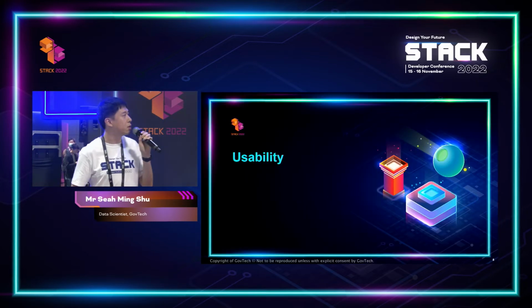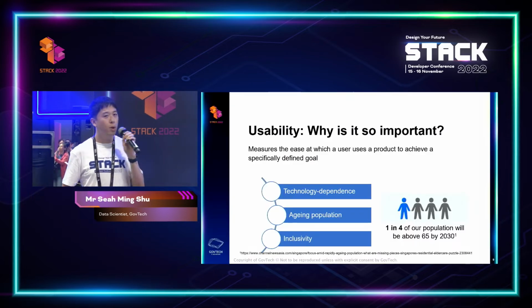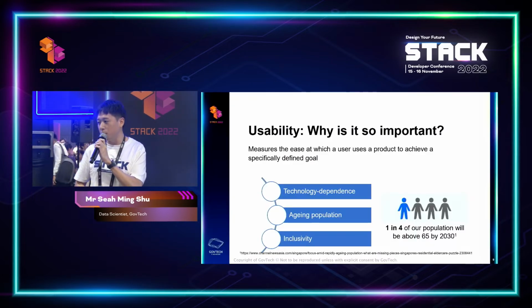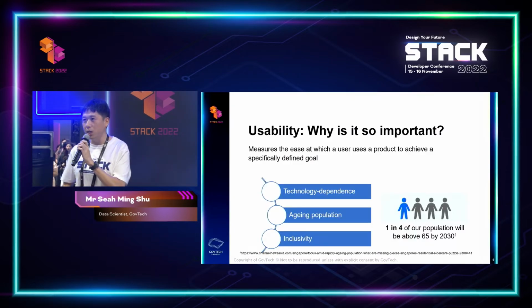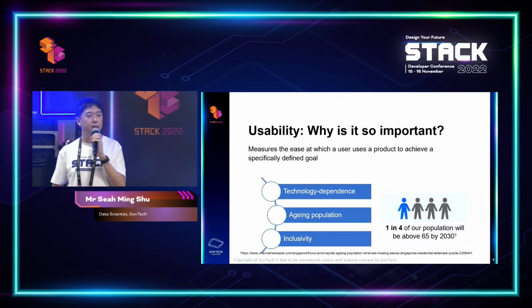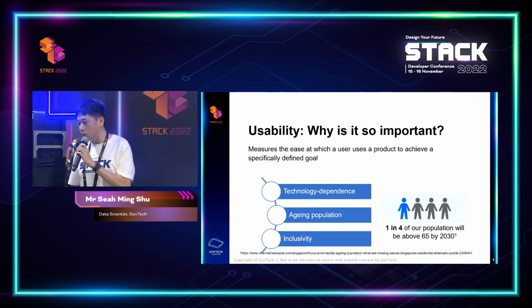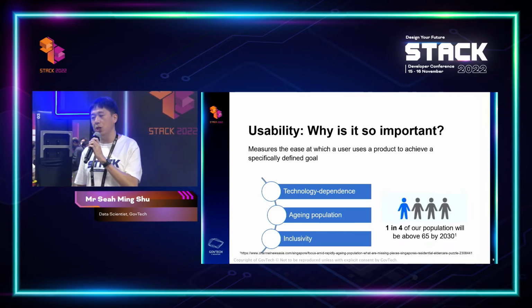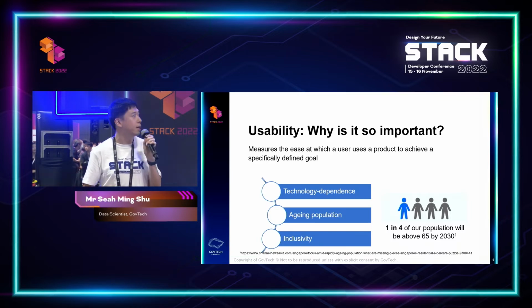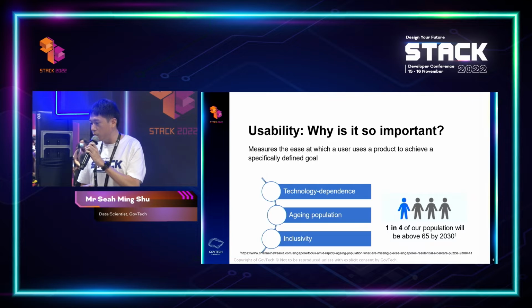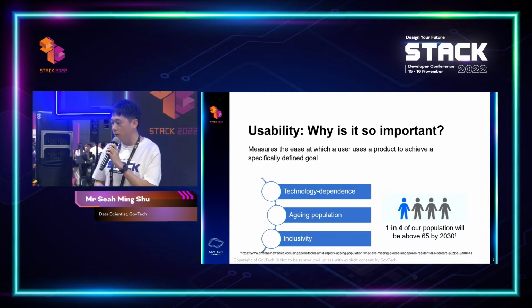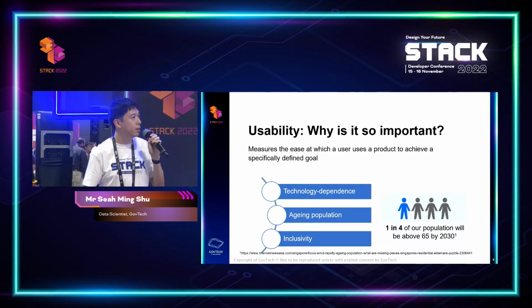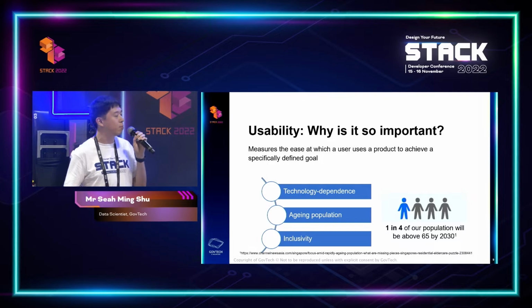So now I'll touch on usability itself. What is usability and why is it so important? First of all, the definition: usability measures the ease at which a user is able to use a product efficiently to achieve a specifically defined goal. On the internet, usability plays an integral role in ensuring a website's content reaches the intended audience. There are 3 main points about why usability is so important.